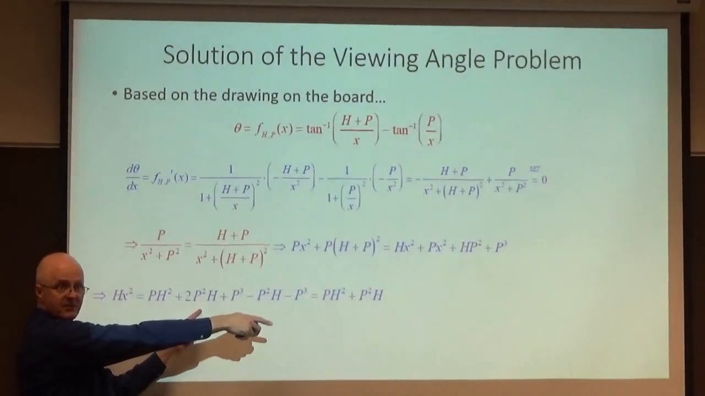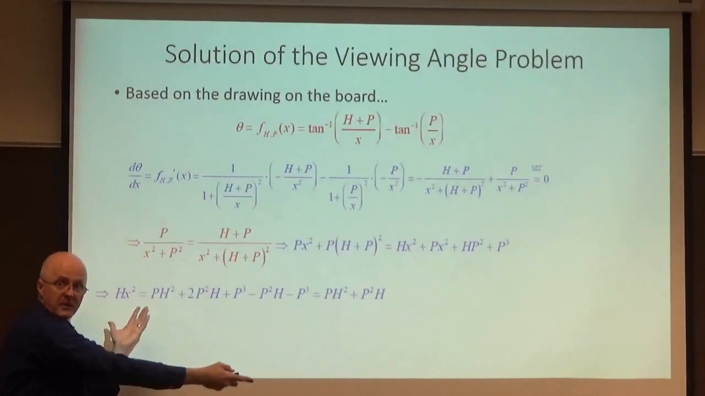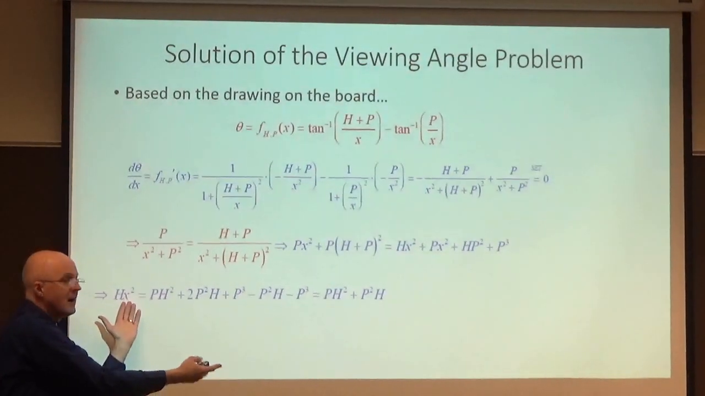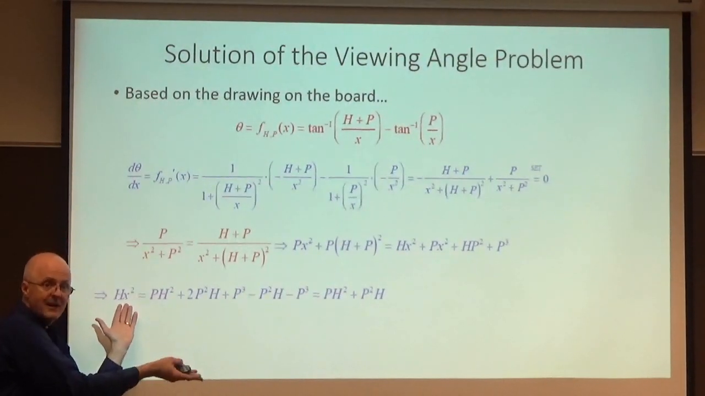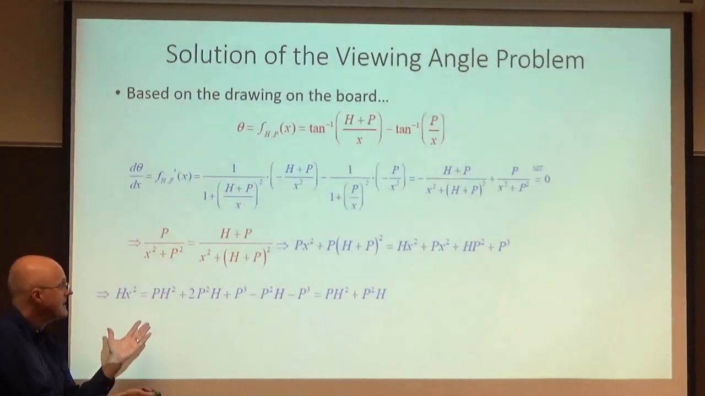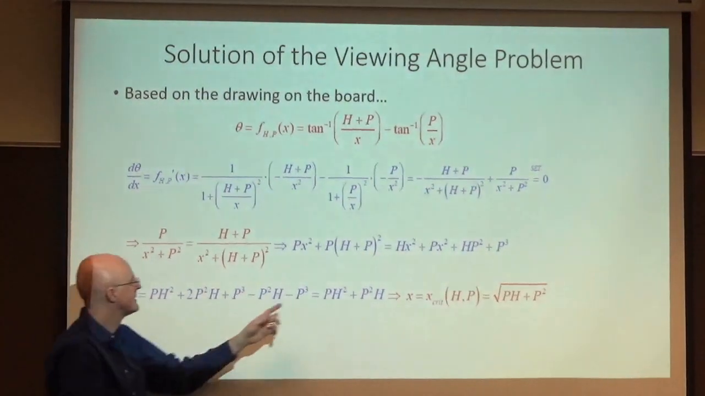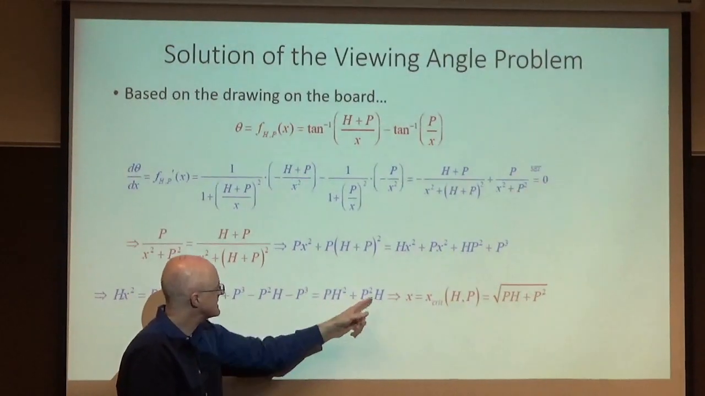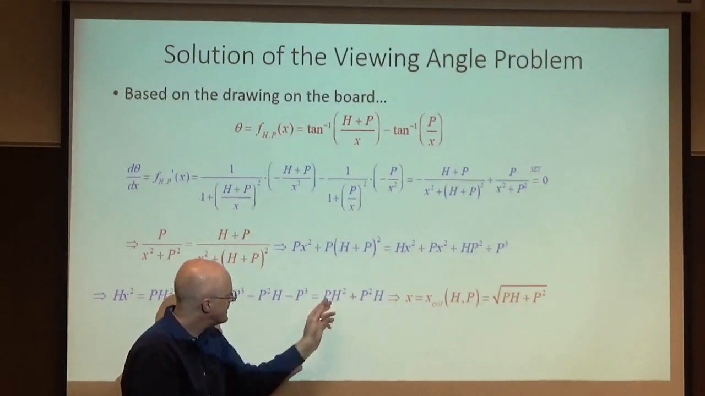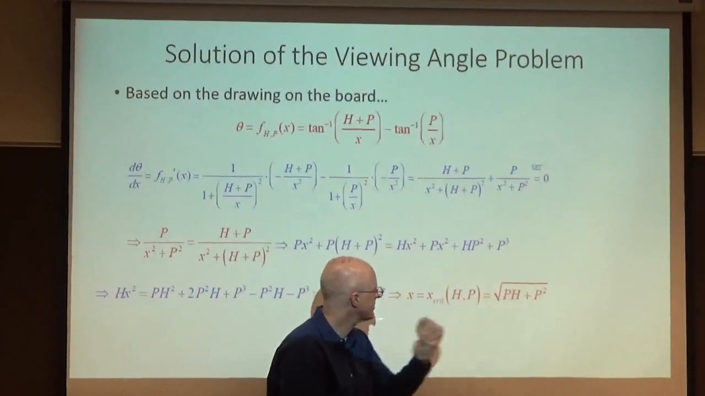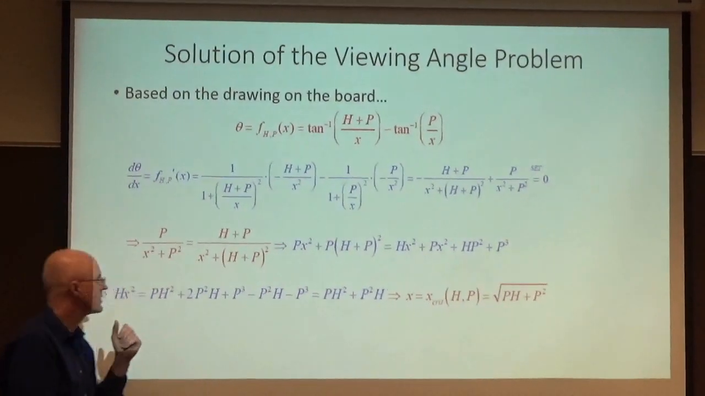Right? Solving for x, I don't need the quadratic formula because I've got x squared on one side, and there's no other x's. I can just divide by h and take the square root. That's what I did. Divide this by h, you get h. Divide this by h, the h goes away. ph plus p squared. Take the square root. There's your critical point in terms of h and p.